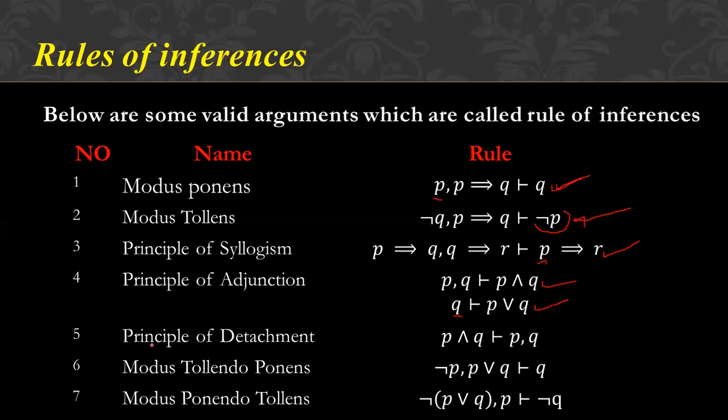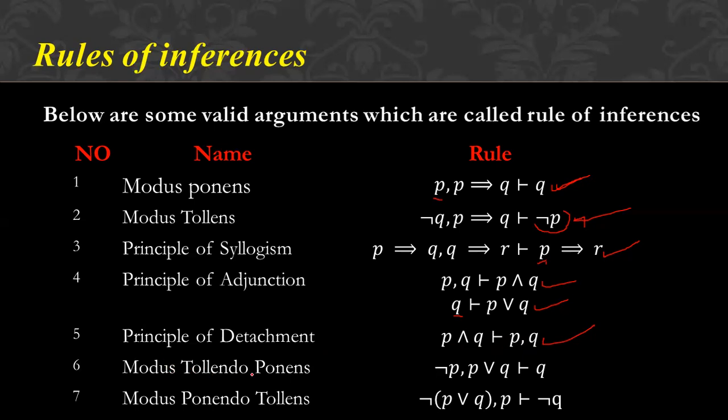When we go to the next one, that's the principle of detachment. We have P and Q as the premise. The conclusion could be either P or the second component statement, which is Q. We know that for P and Q to be true, both P and Q must be true at the same time. So whatever the conclusion here is, either P or Q, it is true, so this is also a valid statement. And this rule is said to be the principle of detachment.